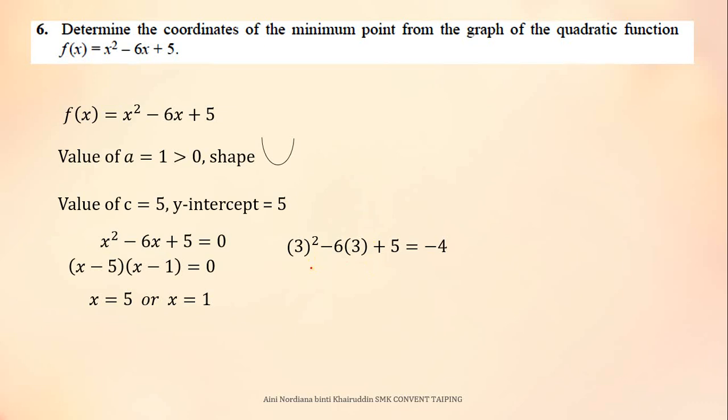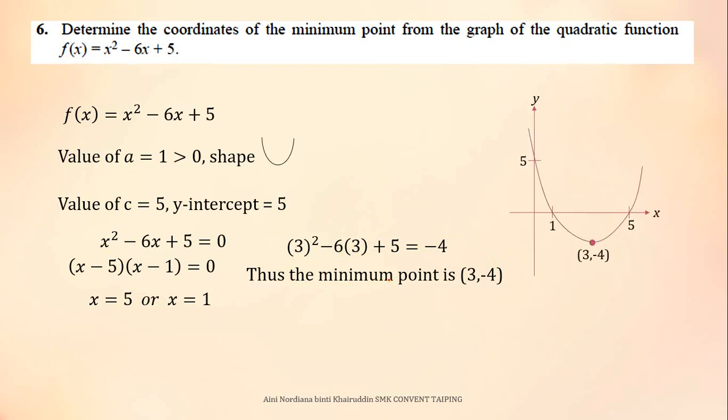And then substitute the value of x with 3. Thus the minimum point is 3, negative 4. So this is the minimum point of the graph.